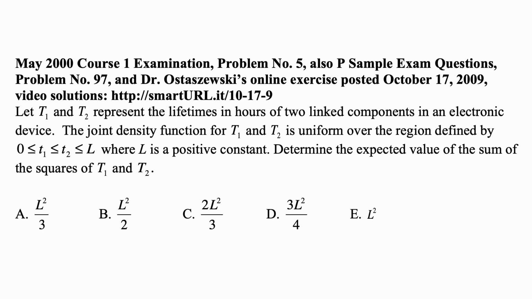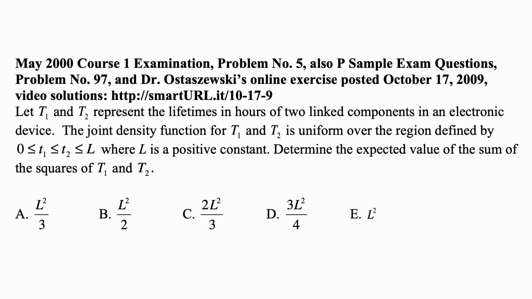Here's a problem for today for exam P. Let T1 and T2 represent the lifetimes in hours of two linked components in an electronic device. The joint density function for T1 and T2 is uniform over the region defined by T1 greater than or equal to 0, less than or equal to T2, less than or equal to L, where L is a positive constant. Determine the expected value of the sum of the squares of T1 and T2.